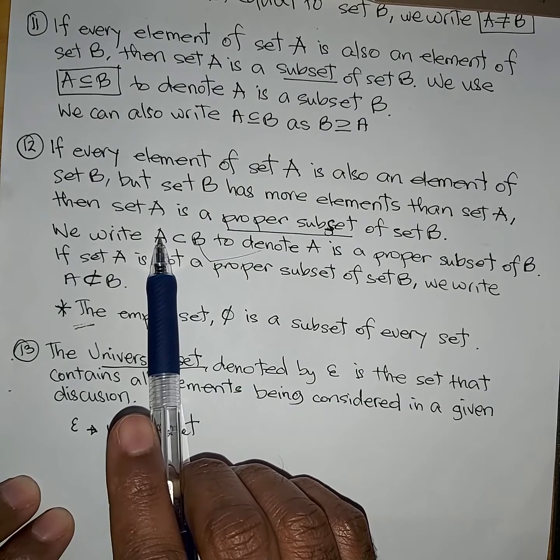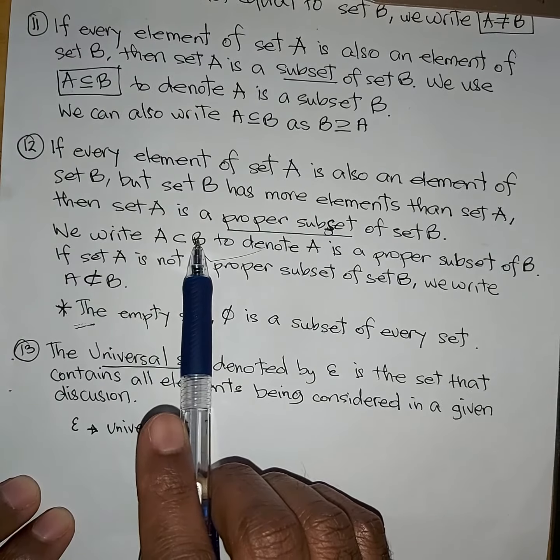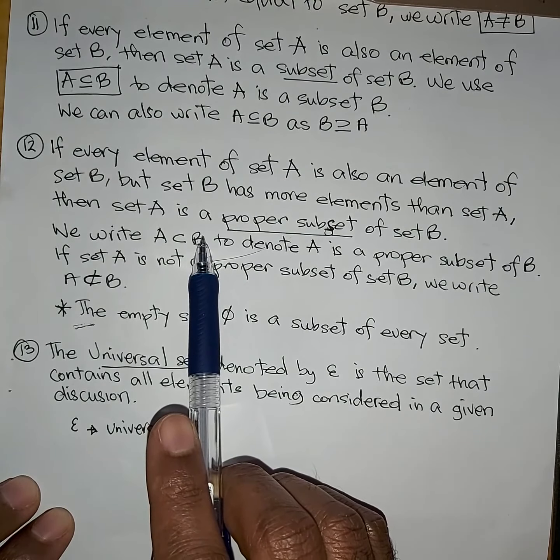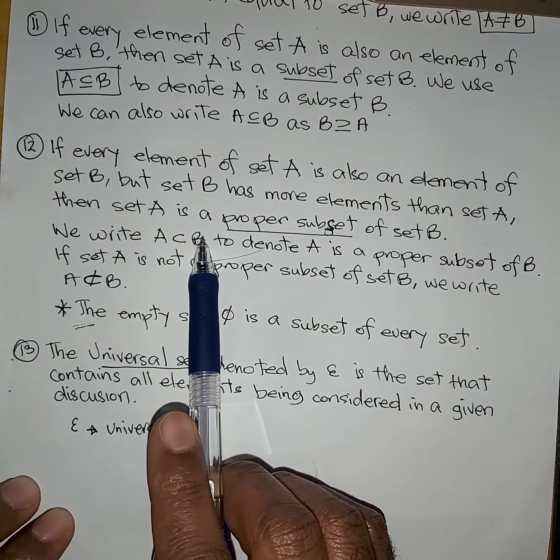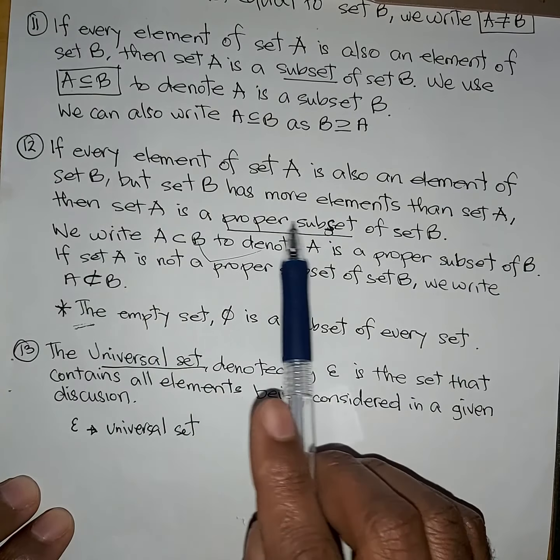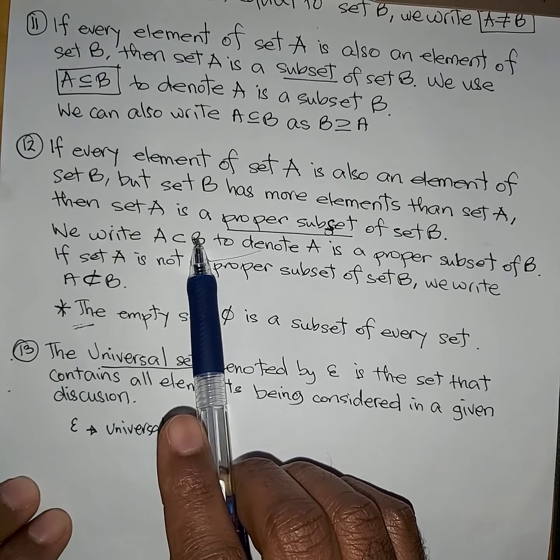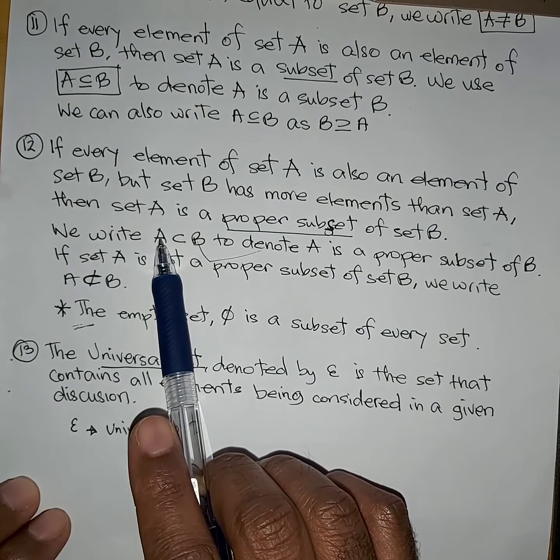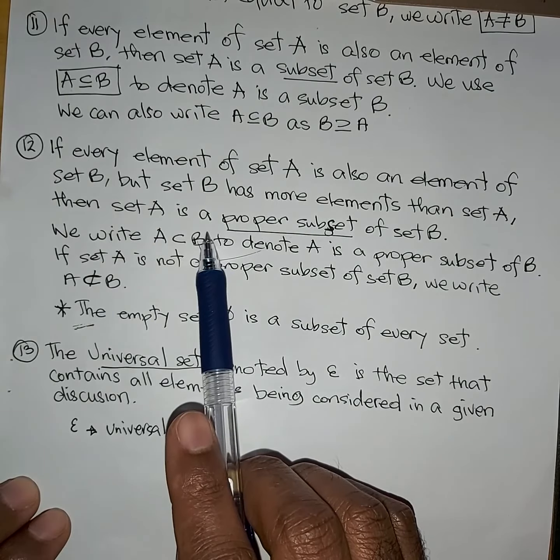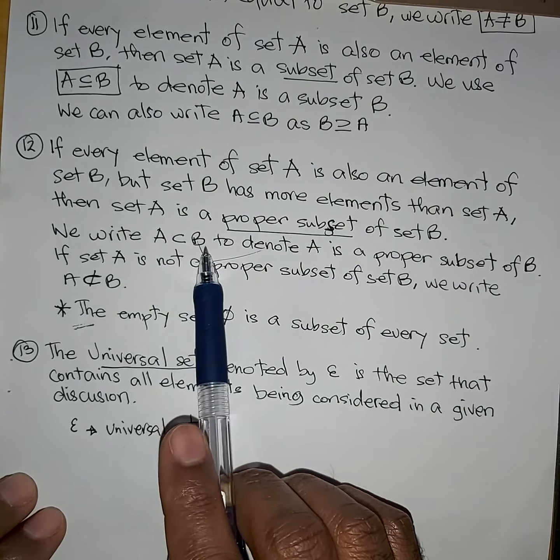All the elements of set A are also elements of set B. But in set B, you get one or two or three or plenty more elements which you do not find in set A. And that means a proper subset. So set A is a proper subset of set B. Set B has more elements which you do not find in set A. So by me writing also.